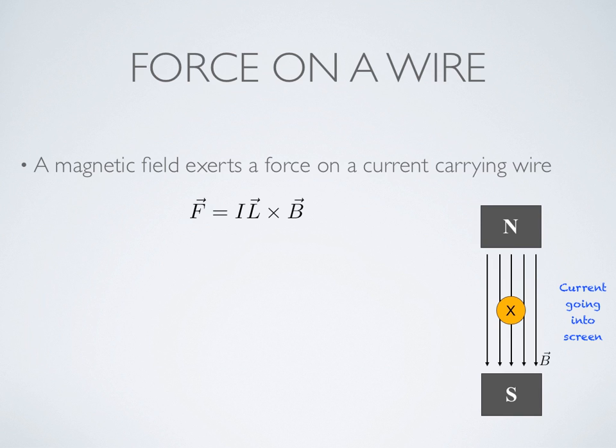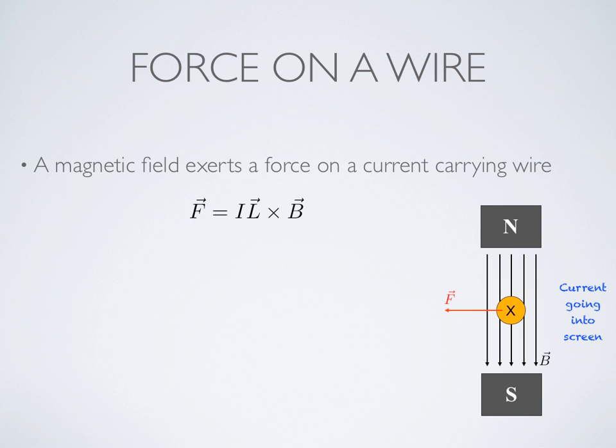If I do an IL cross B, the current is going into the screen and the field is pointing downward, my thumb would actually point in the direction off to the left side of the screen. So I have a force that points to the left, and the wire would actually be shoved to the side by this electric field. Or, I'm sorry, this magnetic field.